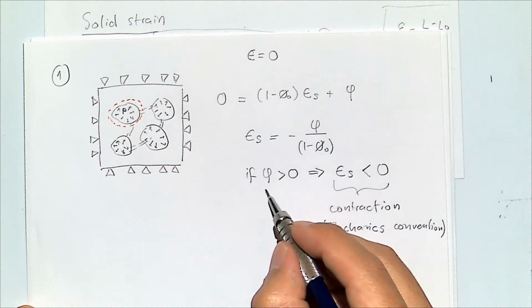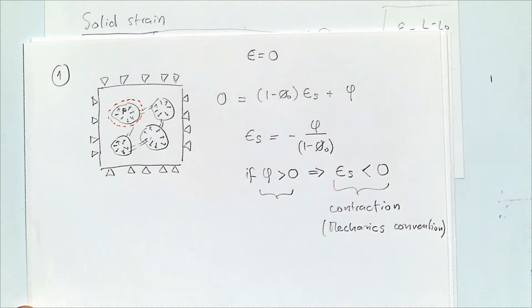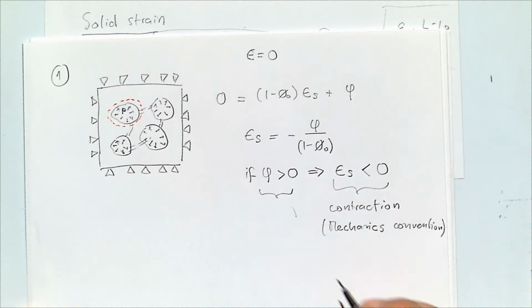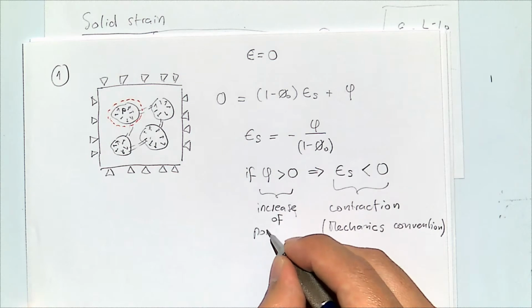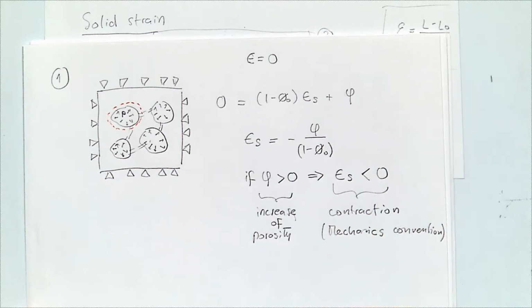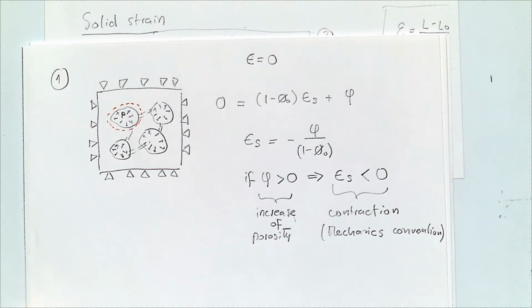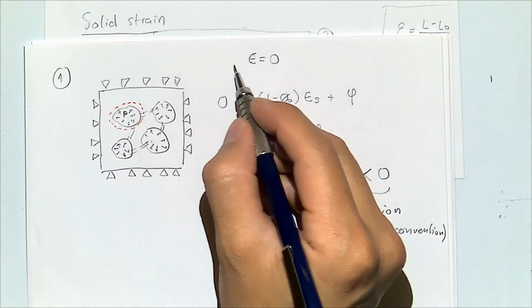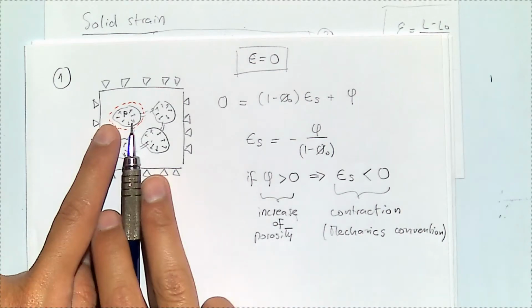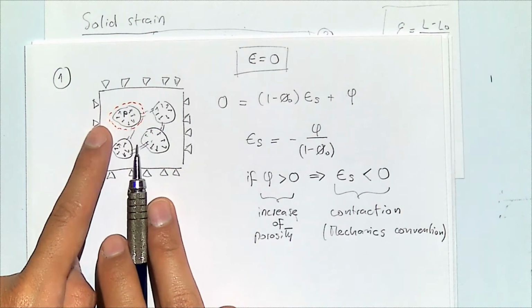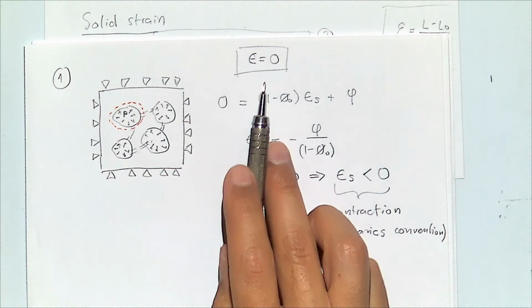And in this particular case, we do this because we want to be in agreement with the signs of change of porosity. If the change of porosity is larger than 0, that means an increase of porosity. Okay, but what this simple example shows is that you could have no strain at the macro scale, but you could have strains inside the rock. The pores can get larger and the solid can get smaller, but the overall strain could be 0.